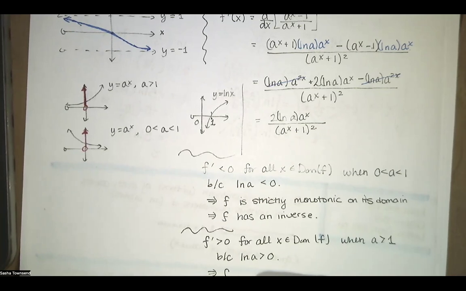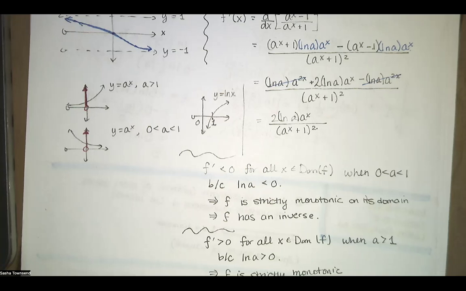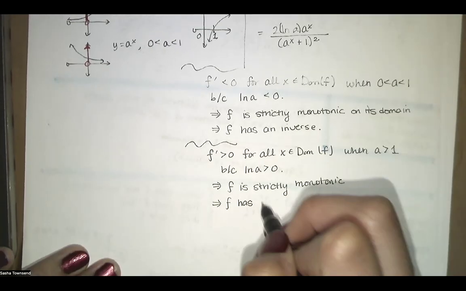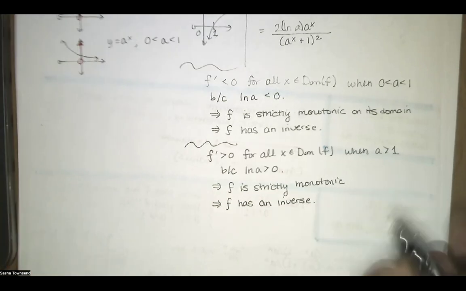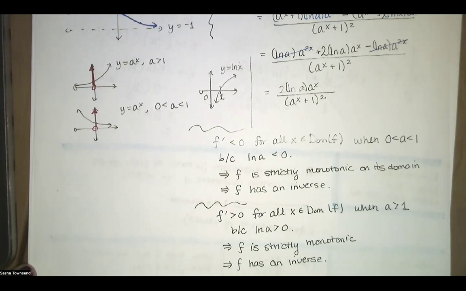So that means f is strictly monotonic. And if f is strictly monotonic, that means that f has an inverse. Or in other words, f is 1 to 1. Every x value has only one y value, and every y value has only one x value. So if we switch the roles of x and y, the graph of the resulting relation is actually a function.